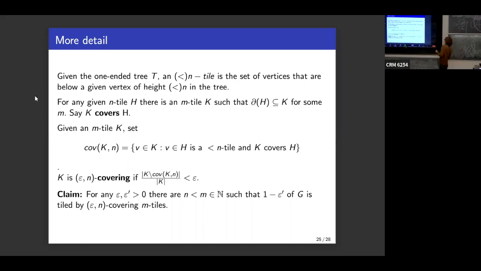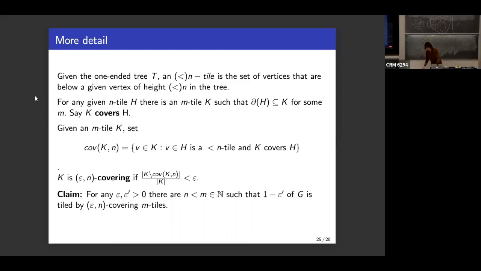So the claim is that for any two epsilons that you give me, I can find n and m so that basically everything inside of my graph is covered by epsilon n covering n times. And we're close to being out of time, so I won't go through this argument in too much detail. But basically, the idea is that by Borel–Cantelli, 99.99% of stuff lives below some level n and is covered by some level n.